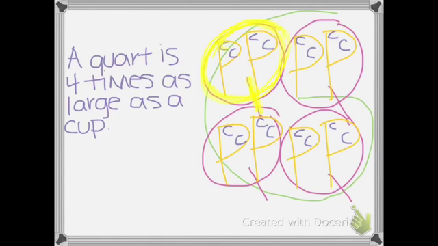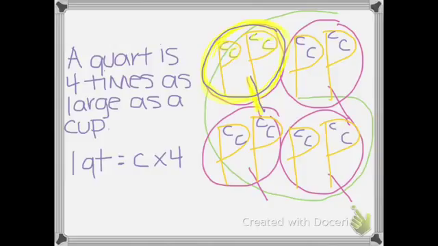And as you can see here, we've got 1, 2, 3, 4 cups inside that quart. So it's also saying the same thing as 1 quart equals cup times 4. In this quart, we have 4 cups. If I had 4 cups, I would have a quart. So this statement is true. If I have 4 cups, it does equal 1 quart. So let's look at the next statement.